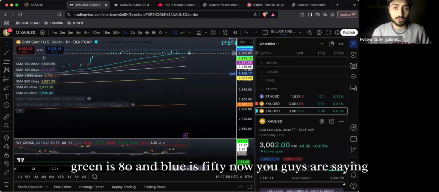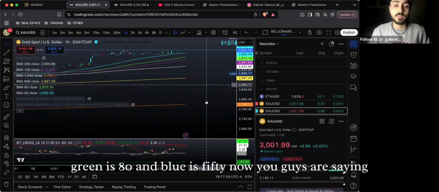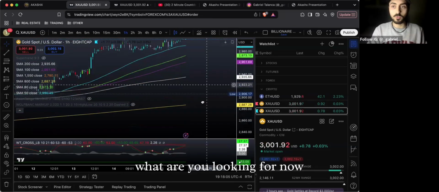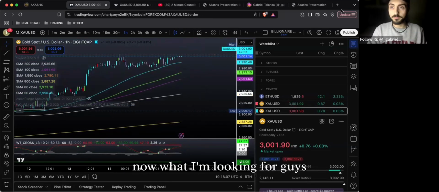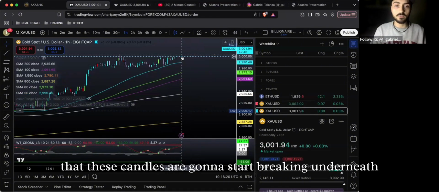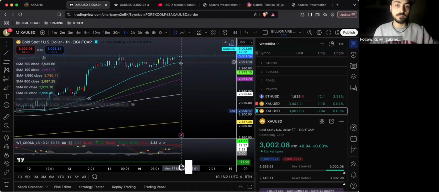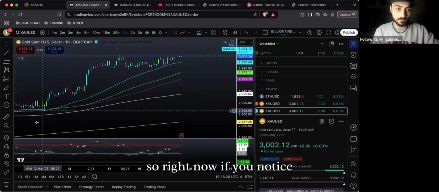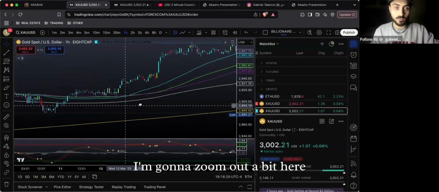And blue is 50. Now, you guys are saying, okay, Gabriel, what are you looking for now? Now, what I'm looking for, guys, is confirmation that these candles are going to start breaking underneath each line. That's what I start looking for. So right now, if you notice, I'm going to zoom out a bit here.